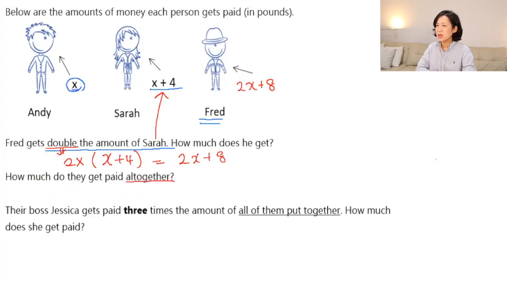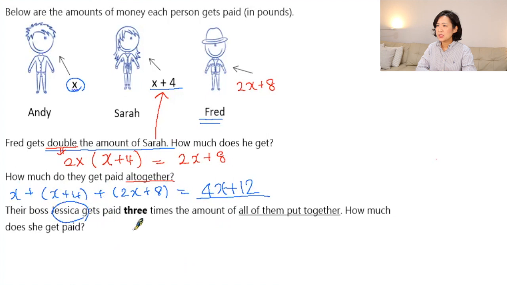Then the next question is asking you to find the total. All together means you add them all together. So let's see. Andy is X. Sarah's expression is X plus 4. Have your bracket, that's simpler and easier, right? Fred is 2X plus 8. Then let's collect the like terms. How many X? 4X, and then add the numbers, 12. These are the sum of their salaries.